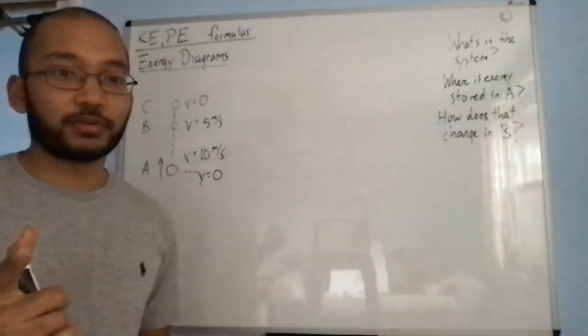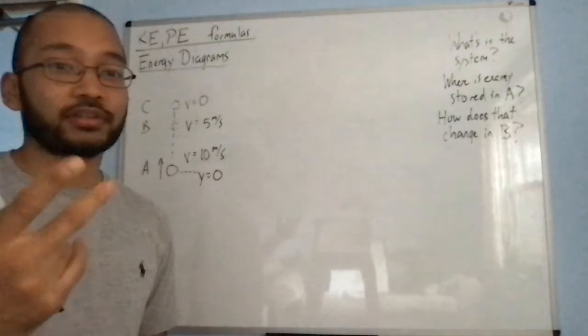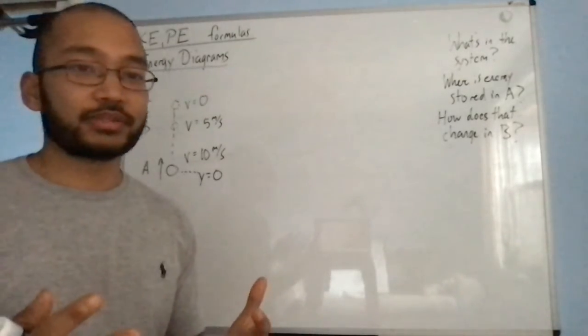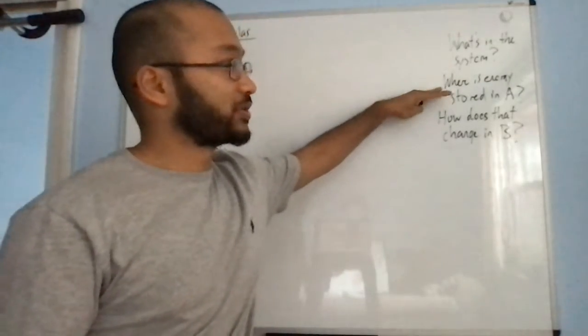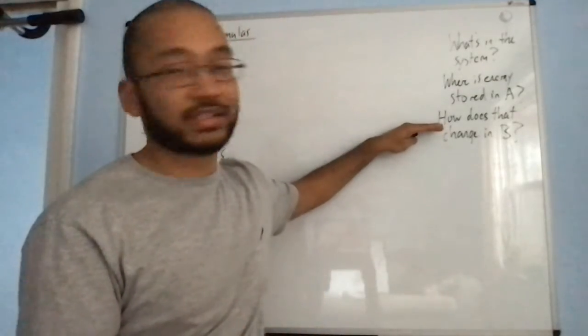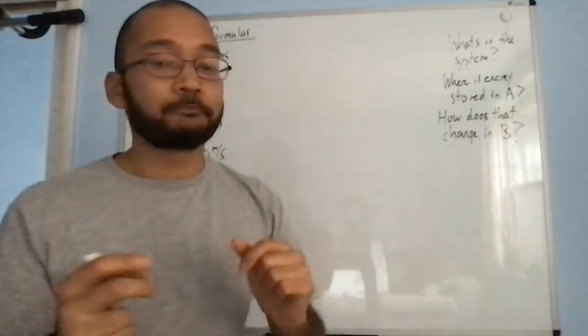Hi guys. So the previous video was about the formulas, and now we're gonna do a practice problem, how to think of problems using energy diagrams. So really the basic questions are gonna be: what's in the system, where is energy stored in snapshot A, and how does that change in snapshot B? When I say snapshot, I mean a moment in time, like an instant.